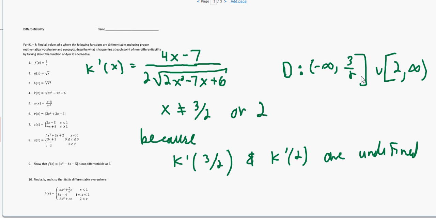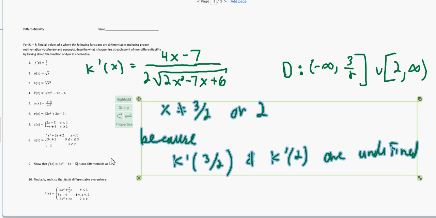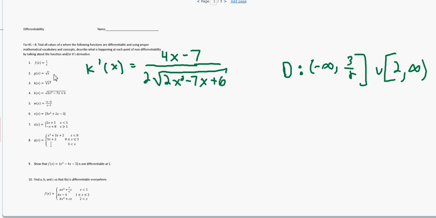So, that's what we got going on. K is not differentiable between 3 halves and 2 because the function is not defined there, and it's not differentiable at 3 halves or 2 because the derivative is not defined there. If you want to find out what's happening there, basically, this is the same thing that happened with the square root of x. Square roots always have a spot where they stop. Like, let's say 1, 2. This function looks like this.